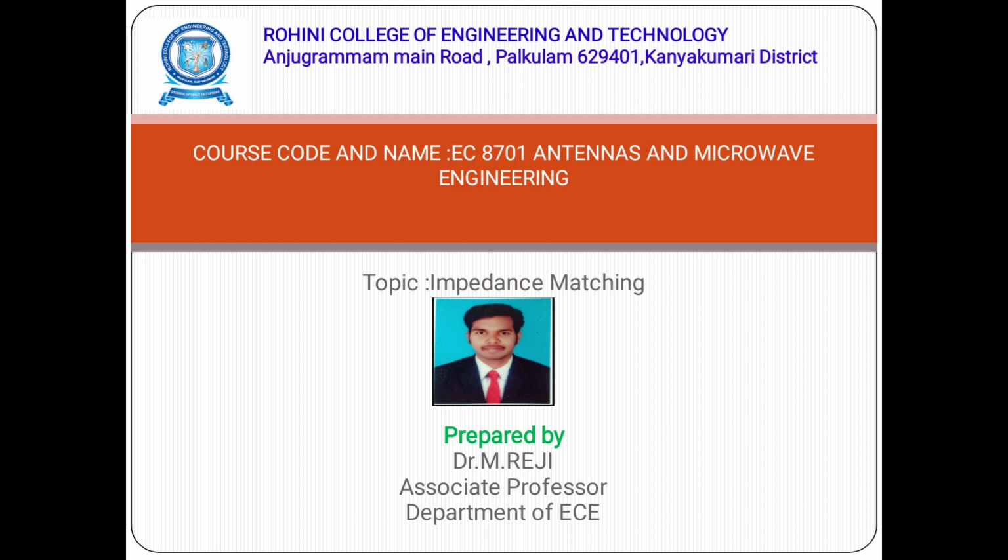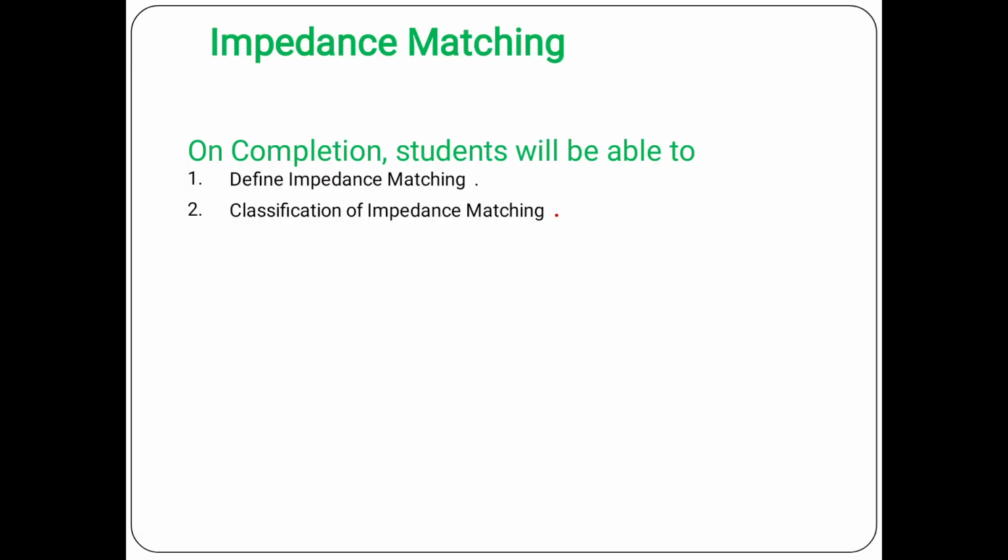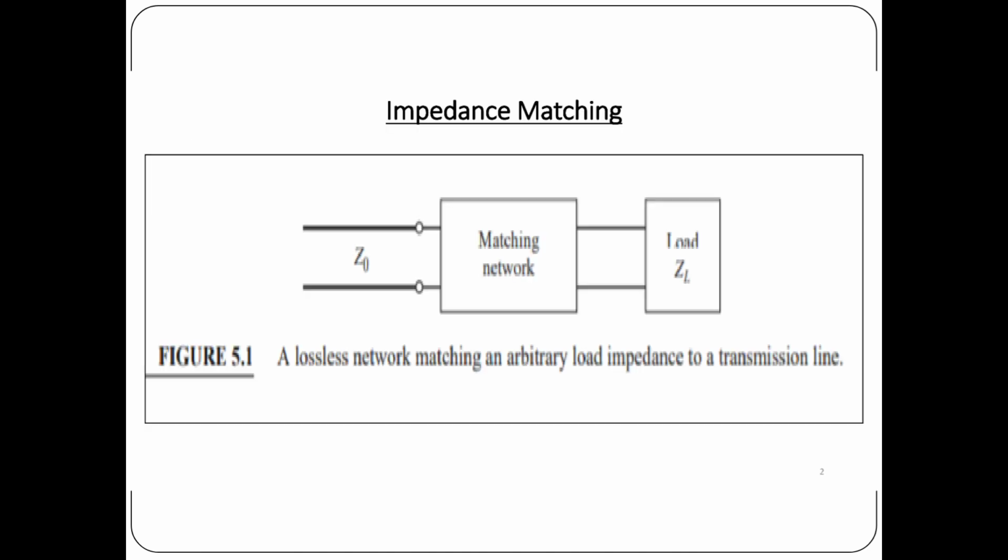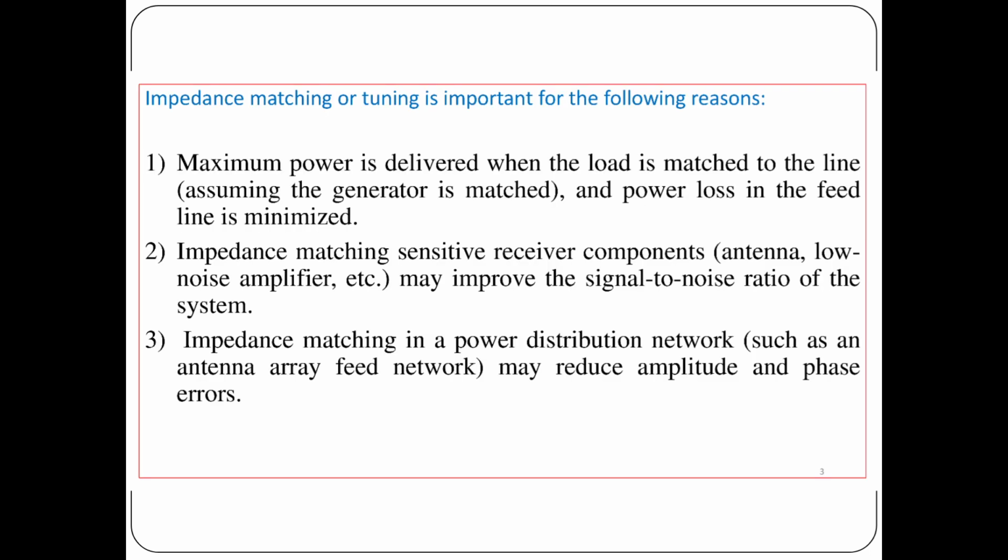Today we are going to see the topic impedance matching. On completion of impedance matching, students can define impedance matching and its classifications. Impedance matching: you can see the matching network between source and load, a lossless matching network with arbitrary load impedance to the transmission line. Impedance matching or tuning is important for the following reasons.